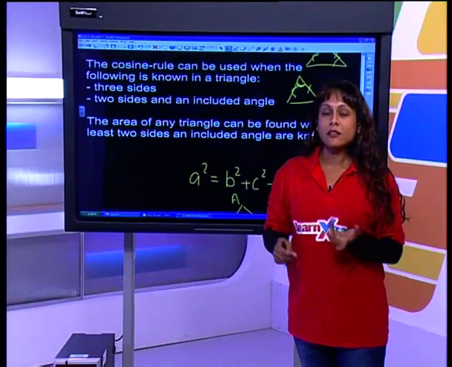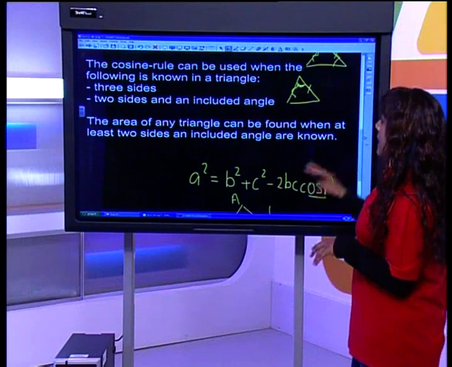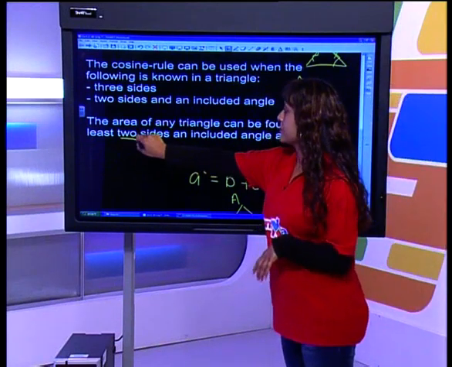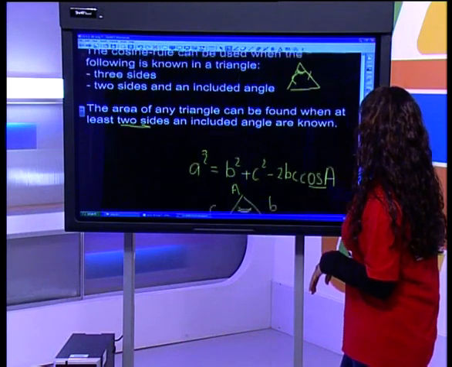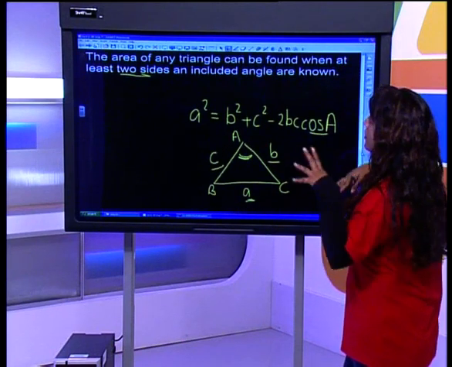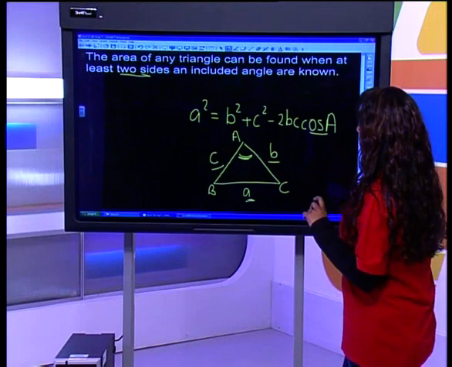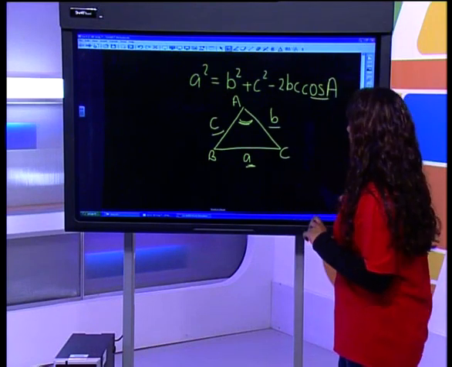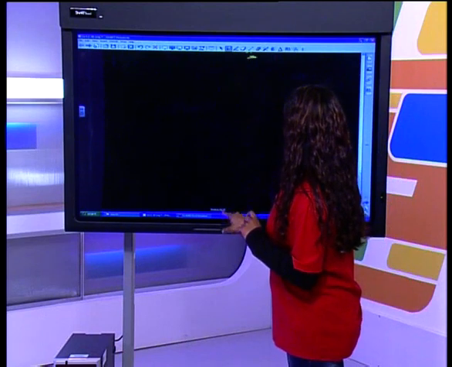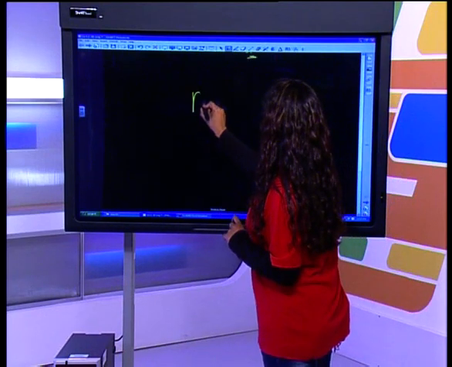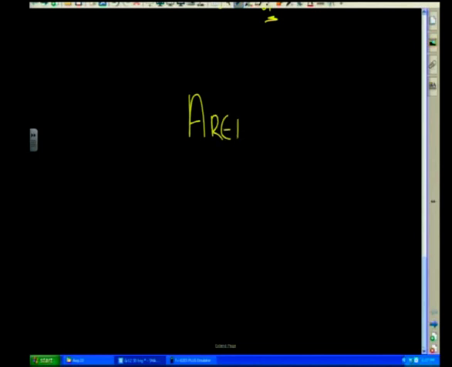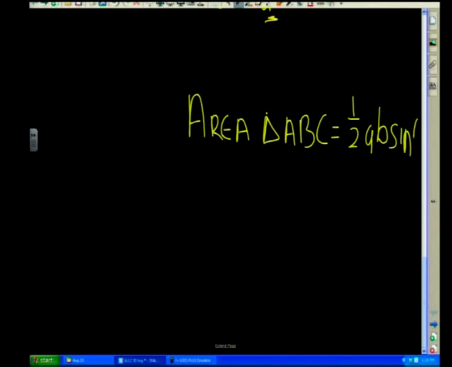And then finally, we use the area rule of a triangle when we need to find the area of a triangle. In order to use the area rule, you need to have at least two sides and an included angle. So if necessary, you can work out the formula for the area rule. So, again, working off a triangle ABC, the area of triangle ABC is equal to a half of the product of two sides that you know, and then sine of the included angle.